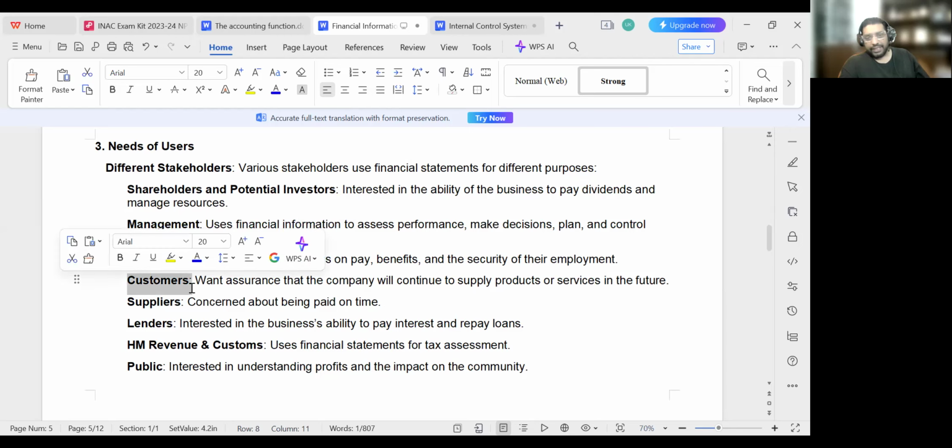Customers are also interested. That's more related to B2B businesses, right? B2B, business to business. Like if a business is providing machinery to another business, that's a B2B type of business. Let's say you're ordering machinery from the company and the machinery would be delivered after like 6 months, okay? So you are going to wait for 6 months to get your machinery, and that's going to be a big amount of money. So there is a risk involved.